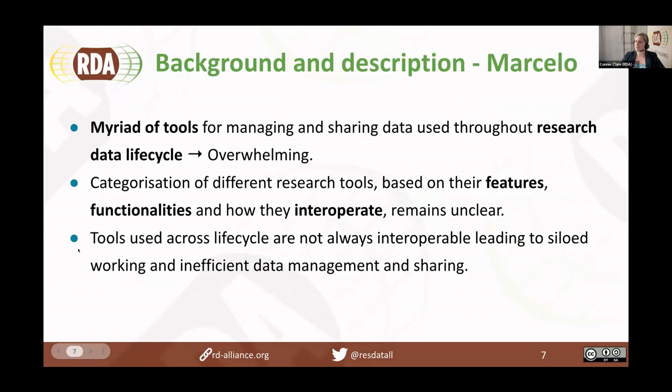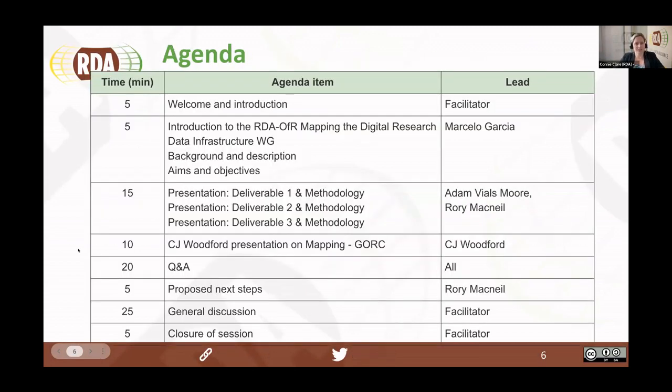Okay, and sorry, I'm skipping through. Here's the agenda. I'm going to hand over in a second to Marcelo, who will give you some background, introduce you to the working group and the aims and objectives. And then Rory and possibly Adam, when he joins, hopefully he does join, will give you an overview of the 3 deliverables. So the first deliverable was a harmonised research data lifecycle model and a crosswalk to existing models.